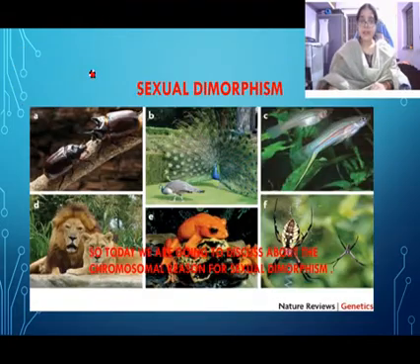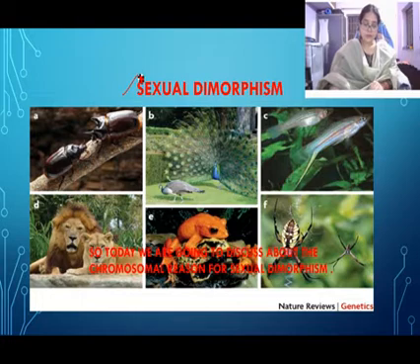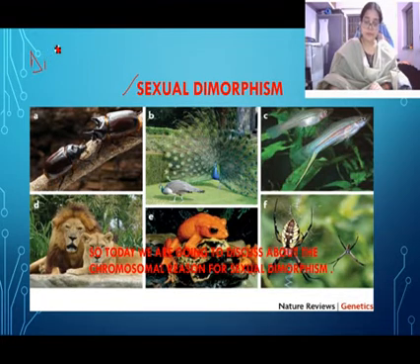There is sexual dimorphism. This term you must be aware of. What is this sexual dimorphism? It is actually the difference in the appearance. You can see here there is peacock, there is peahen, male lion and female lion, male spider and female spider. There is difference in the male and the female in their appearance, and that particular phenomenon is known as sexual dimorphism. So today we are going to discuss the chromosomal reason for sexual dimorphism.